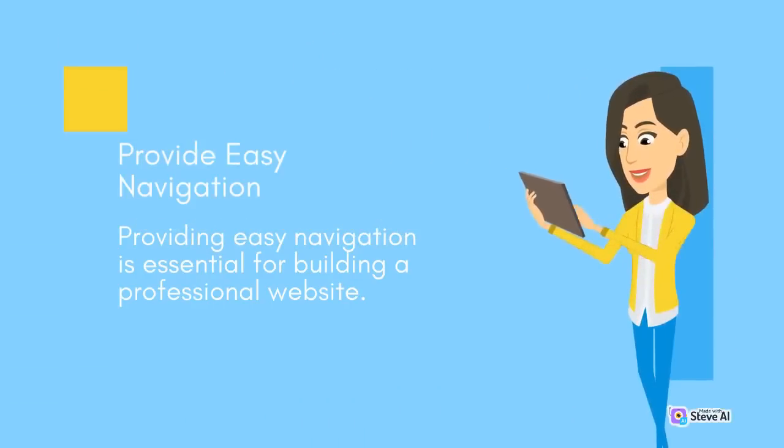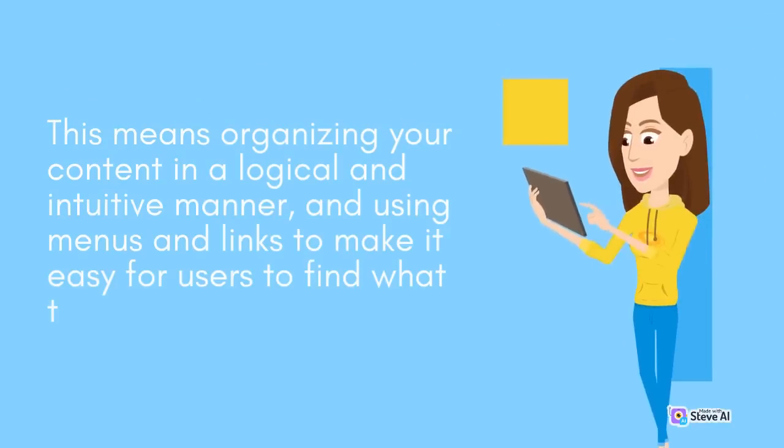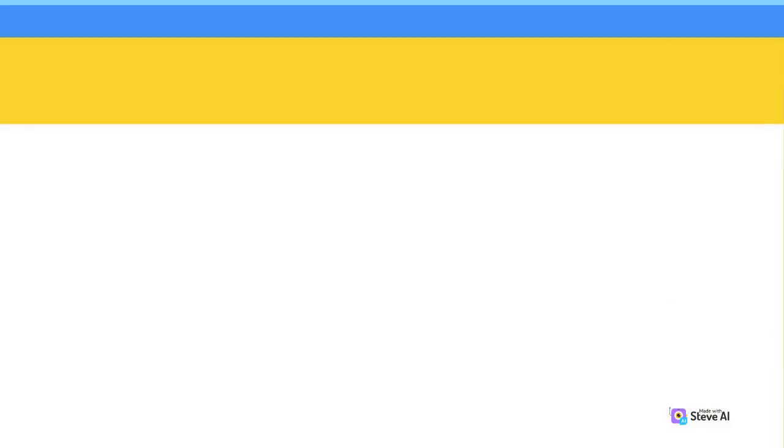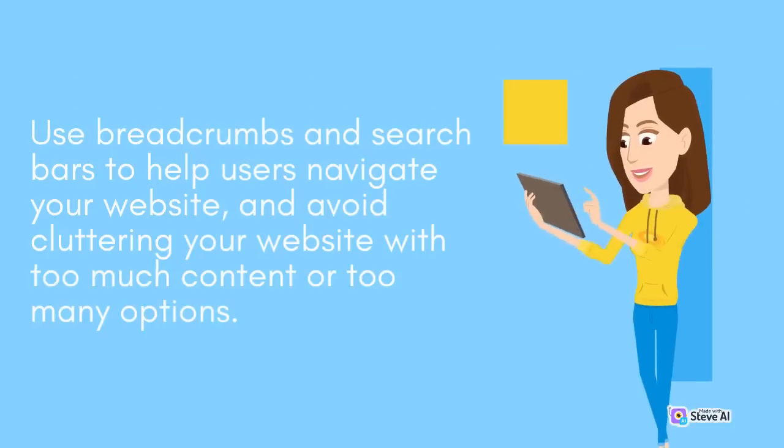Provide easy navigation. Providing easy navigation is essential for building a professional website. This means organizing your content in a logical and intuitive manner, and using menus and links to make it easy for users to find what they are looking for. Use breadcrumbs and search bars to help users navigate your website, and avoid cluttering your website with too much content or too many options.